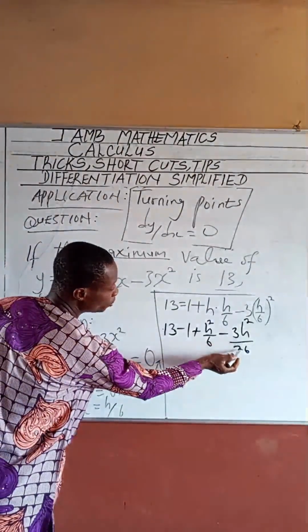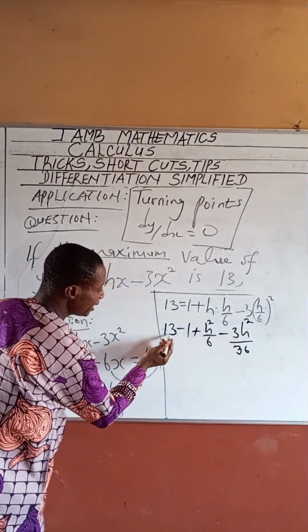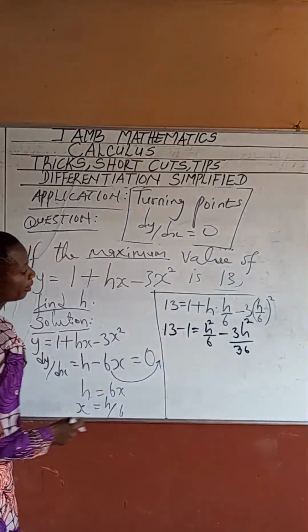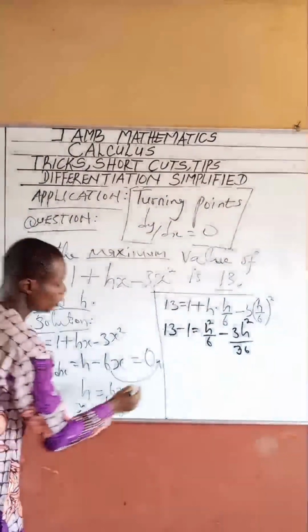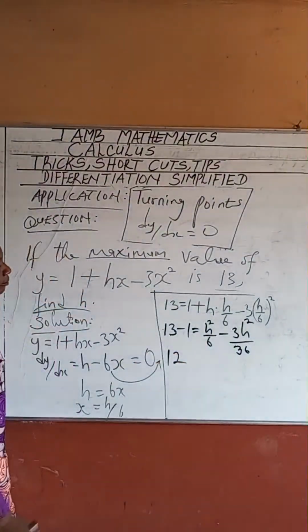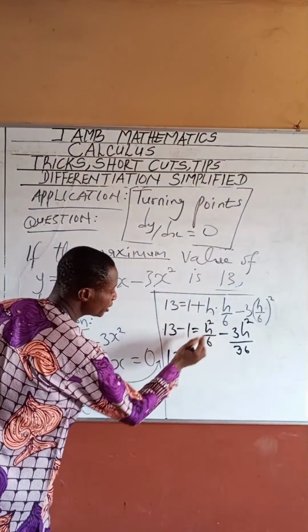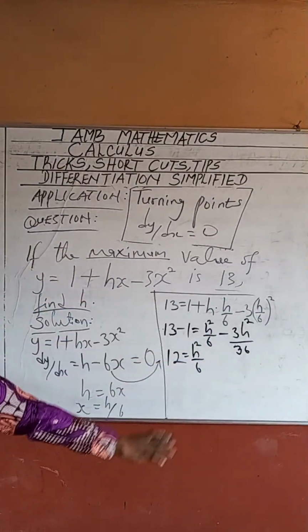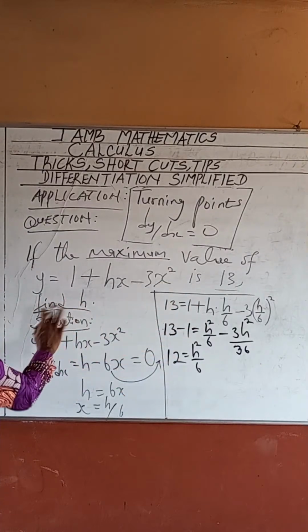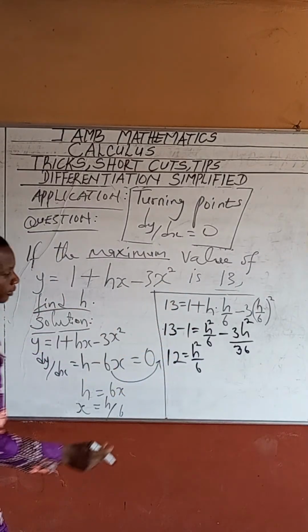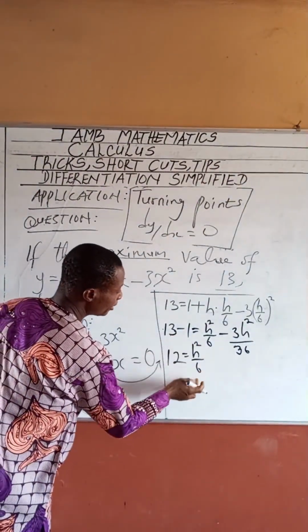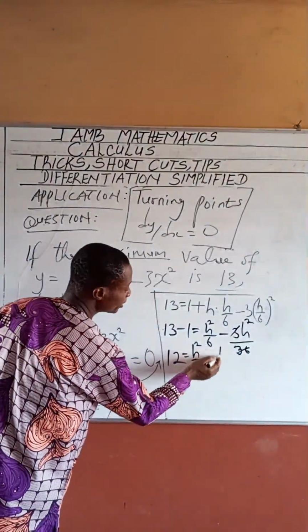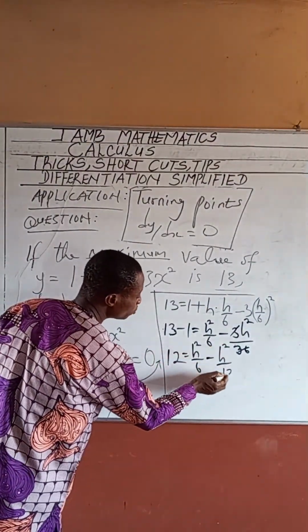So we can use this 3 to reduce this. That gives 13 minus 1, which is 12 right here, equals h squared divided by 6. The rest is simplification, okay? Once you get there, you get your answer. Direct. There's no problem at all. This is h squared divided by 6 minus 3. We can divide this, right? That gives h squared divided by 12.